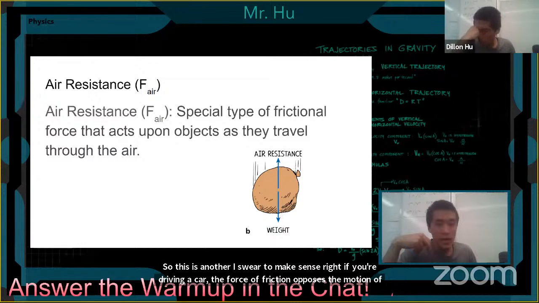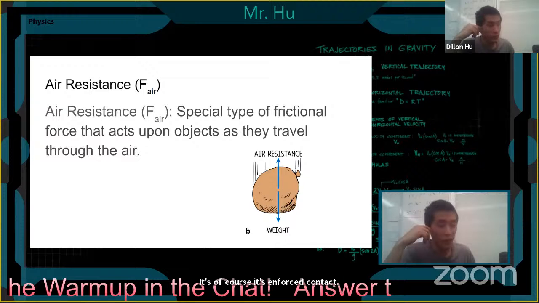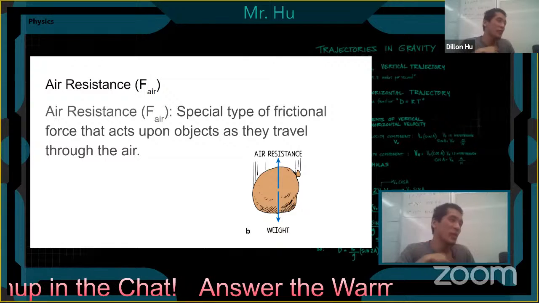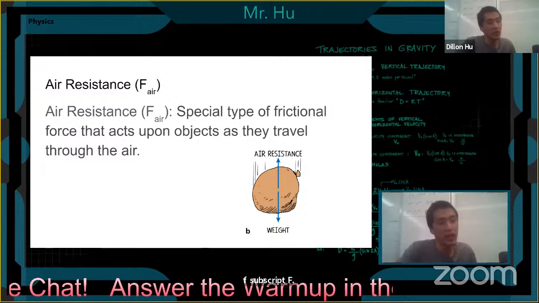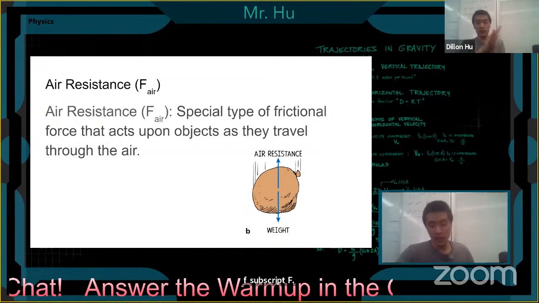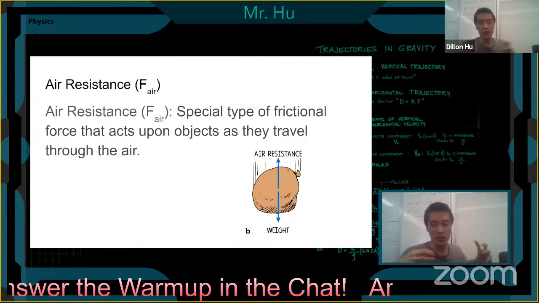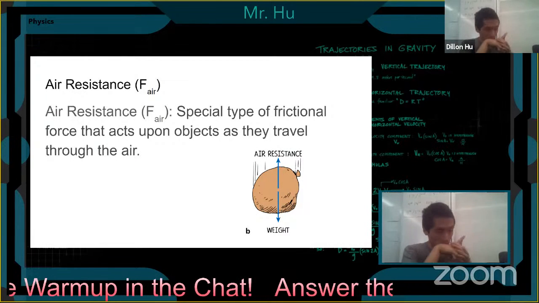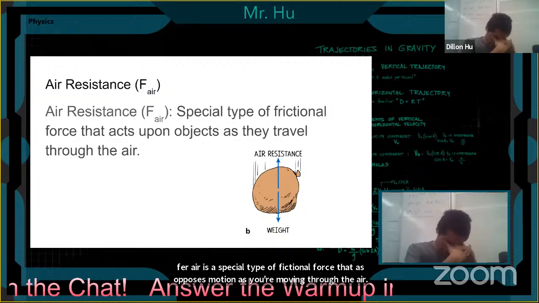Another force that's related to this is air resistance, which we won't do a lot, but it is important to understand. F air. F air is a special type of frictional force that opposes motion as you're moving through the air. So friction in itself is only when you're physically in contact with another object. Air resistance applies when an object is moving, when air is opposing an object's motion. This one's very messy. We probably won't do much of air resistance at all, but friction we will do a lot of.